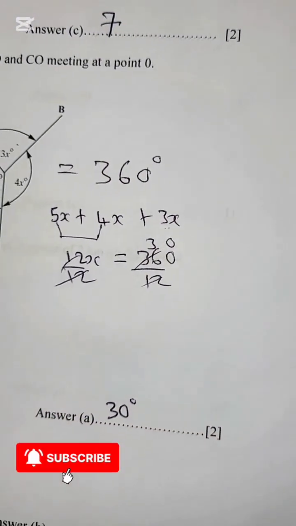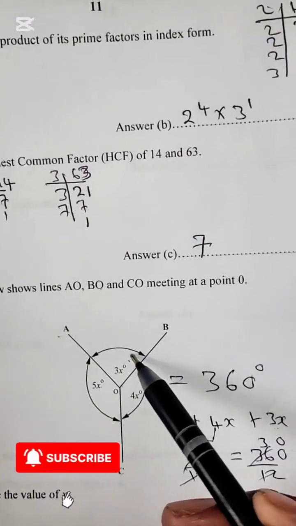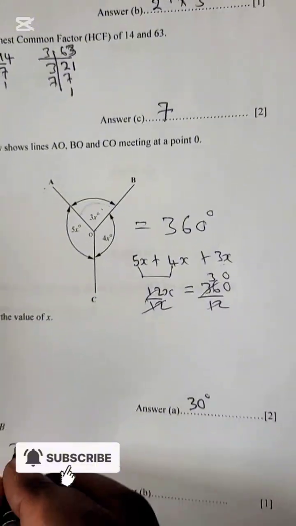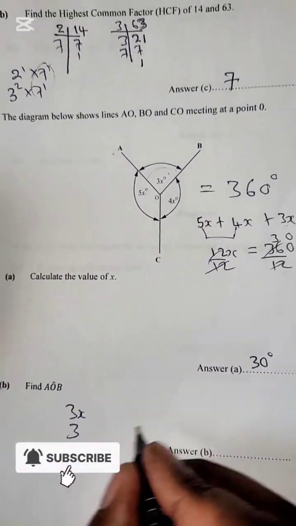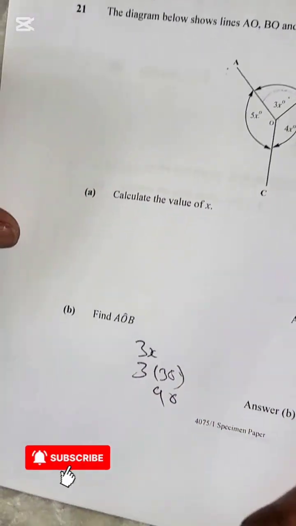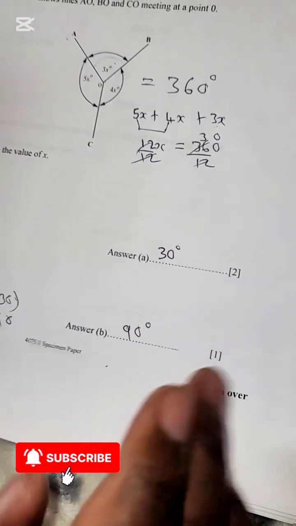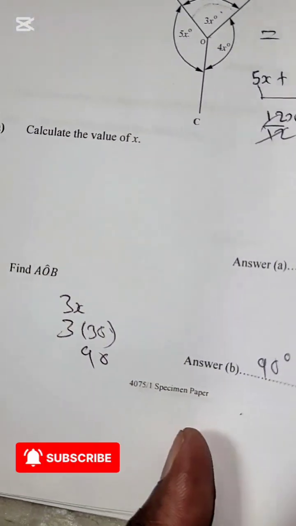30 degrees. Okay, so find angle A or B. A or B right here is 3x, right? And x is 30. So 3 times 0, 0, 3 times 3, that's 9. So it's 90 degrees. That's the value of the angle A or B.